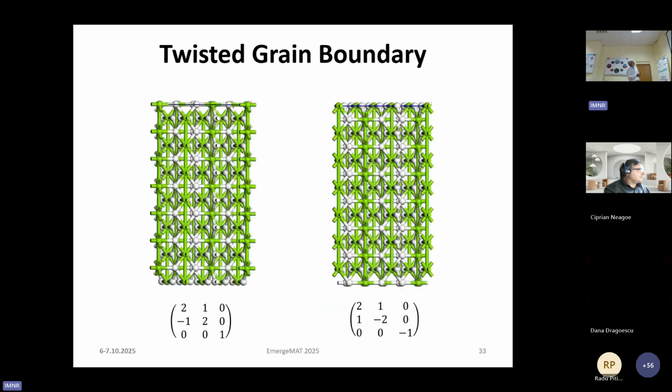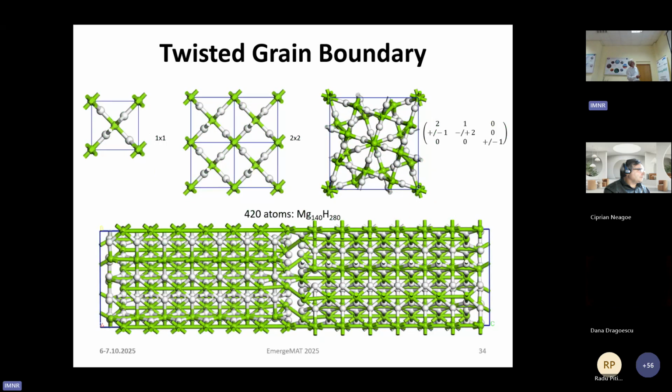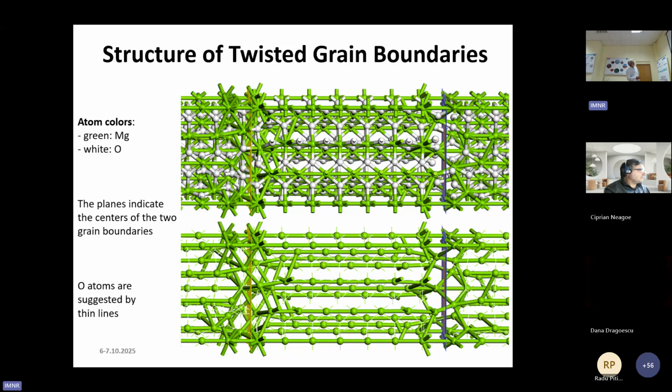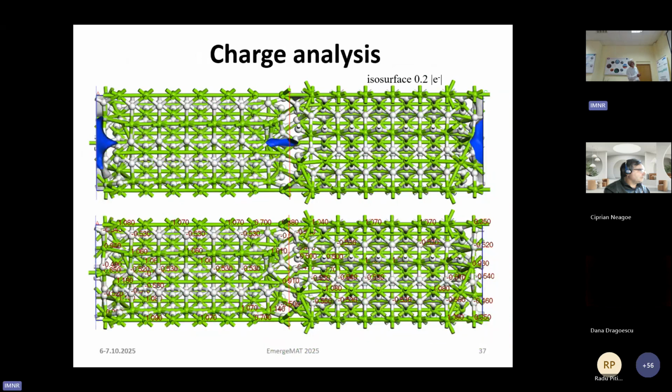And this is again twisted. So this is a much larger system. And we can see that for all these systems, in the interface area there appears a different distribution of electronic density.